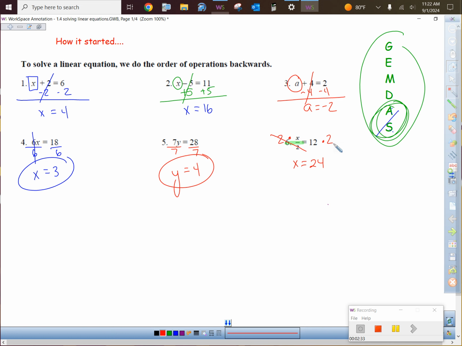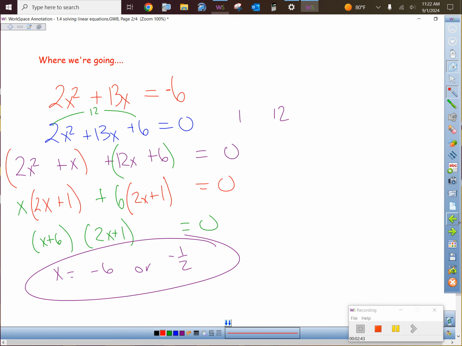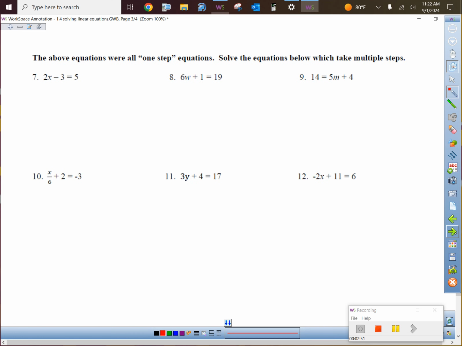So all of these were one-step equations. We could do one move, and things were pretty simple. We're going to talk about show your work here. This is some stuff that we'll do at the end of the year. So if you please believe me, the work that I ask you to show, we'll do over here.